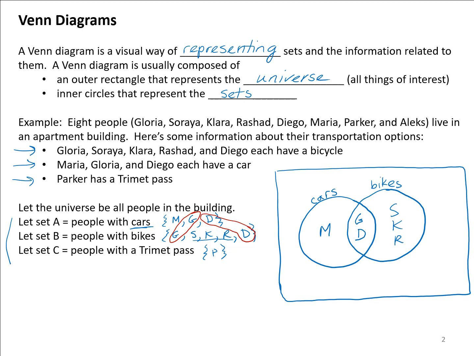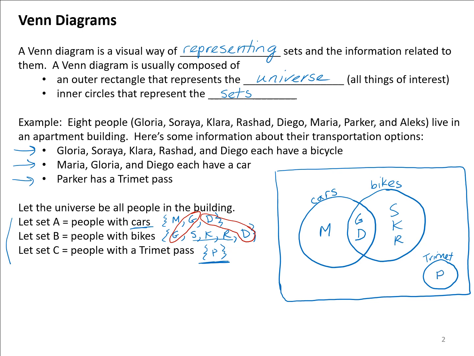And then we have one person, Parker, that has a TriMet pass. Parker is in a set all by himself. No one else has a TriMet pass. So that would be its own set, totally separate from the other 2. So I'm going to draw a little circle here for having a TriMet pass. And I'll put Parker here for having a TriMet pass.